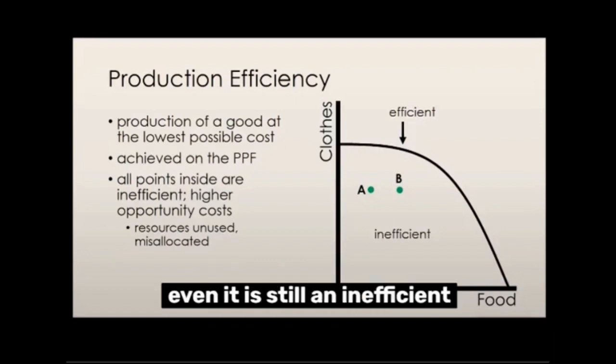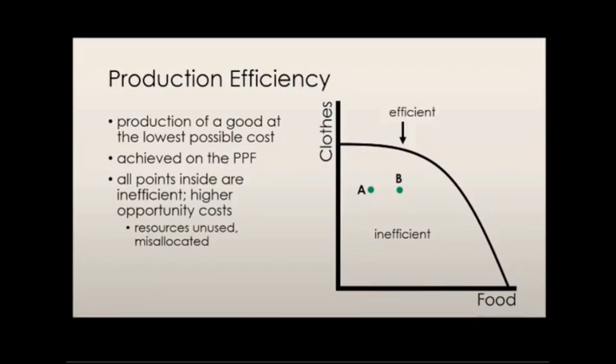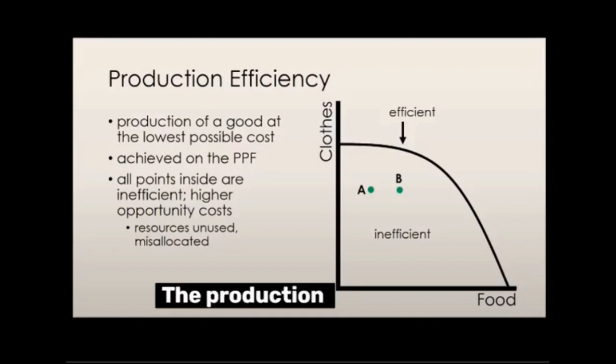Keep in mind that point B is still within the curve. Even it is still an inefficient combination of production of food and clothes. If point B were on the curve, then it would be considered efficient.